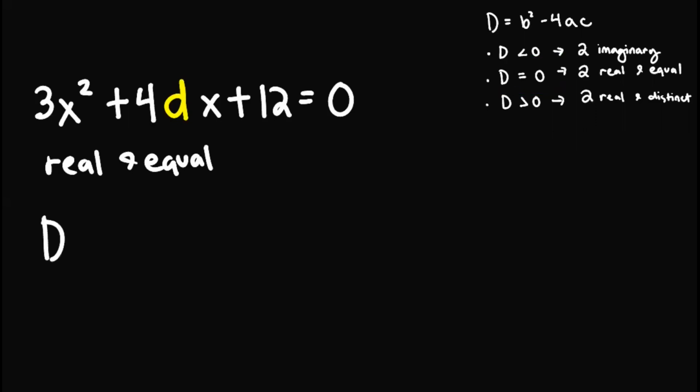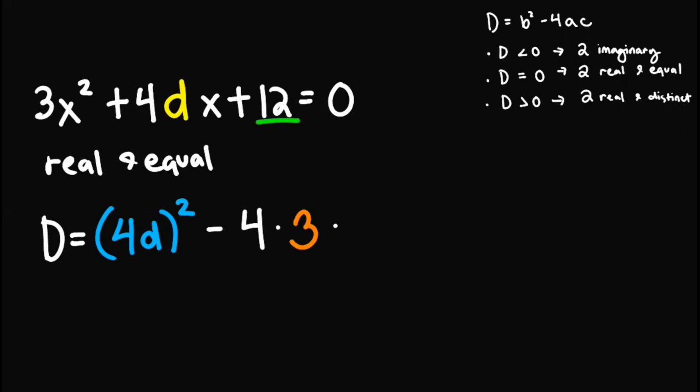That means we'll have D equals b squared, b is 4D, so we'll have here 4D squared minus 4 times a, which is 3, times c, which is 12. Simplifying, we'll have quantity 4D squared, which is 4 times 4 is 16, then D times D is D squared, minus 4 times 3 times 12 is 144.